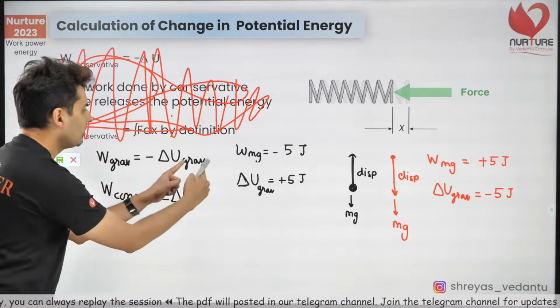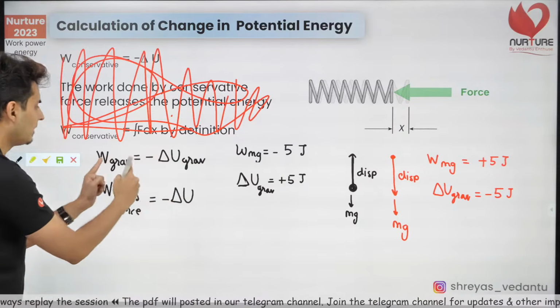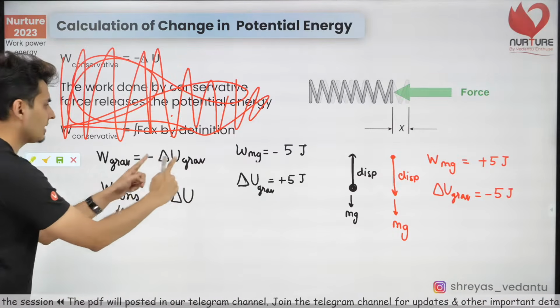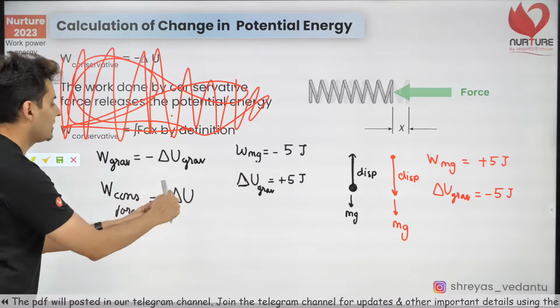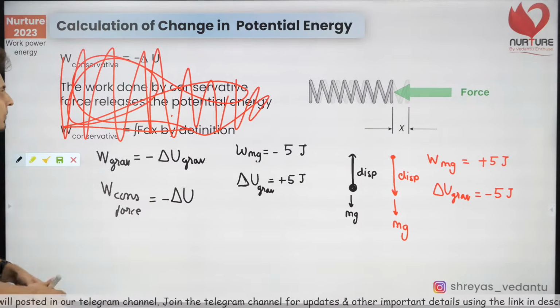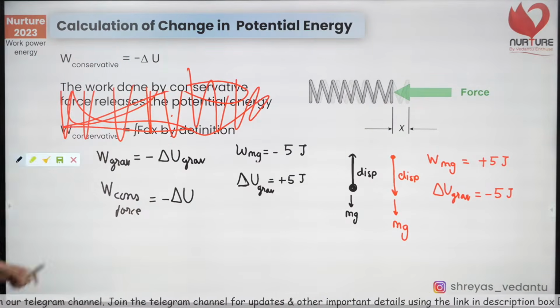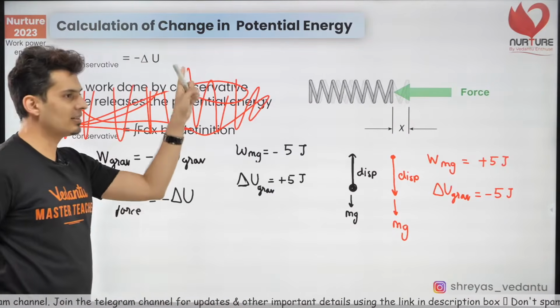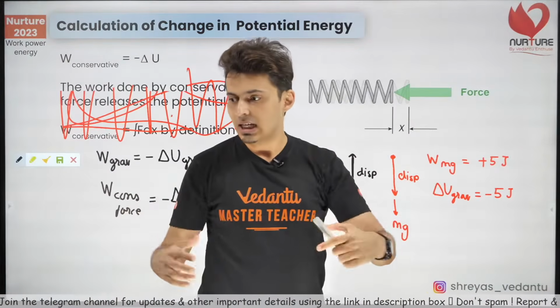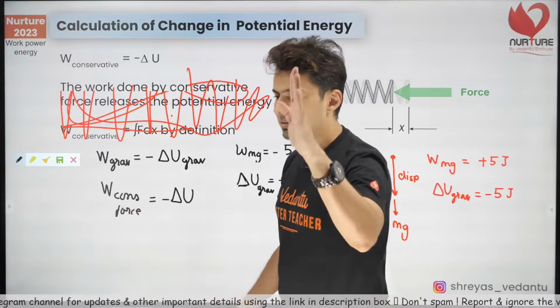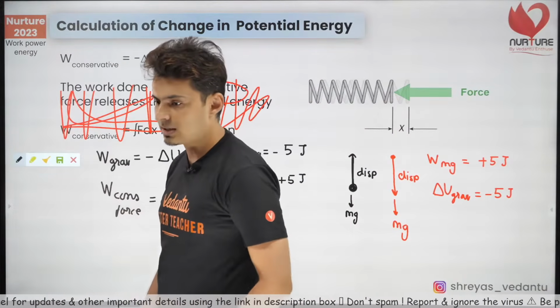If it is gravity, it will be gravity. If it is spring, it will be spring. If it is electric, it will be electric. If it is elastic, it will be elastic. So work done by a conservative force is negative delta U. Work done by a conservative force is minus delta U. Put it in your head, let it be there in your head. That's very, very important. I hope this is clear.